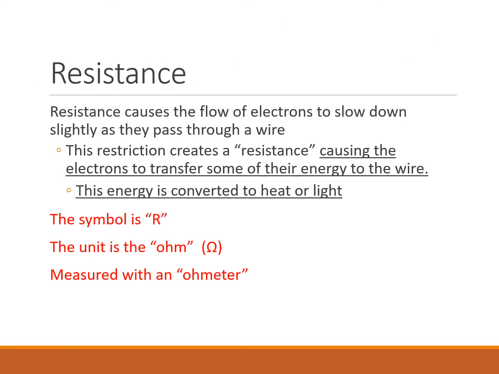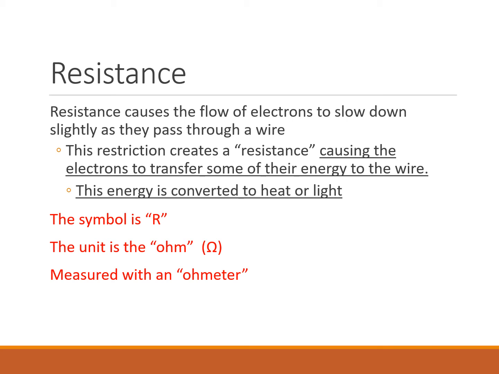So we've already talked about how resistance forces electrons to slow down. And when they slow down, there's actually a transfer of energy to whatever the resistor is. This is really useful because this transfer of energy allows us to convert the energy into what we would consider a more useful form of energy, so heat or light.